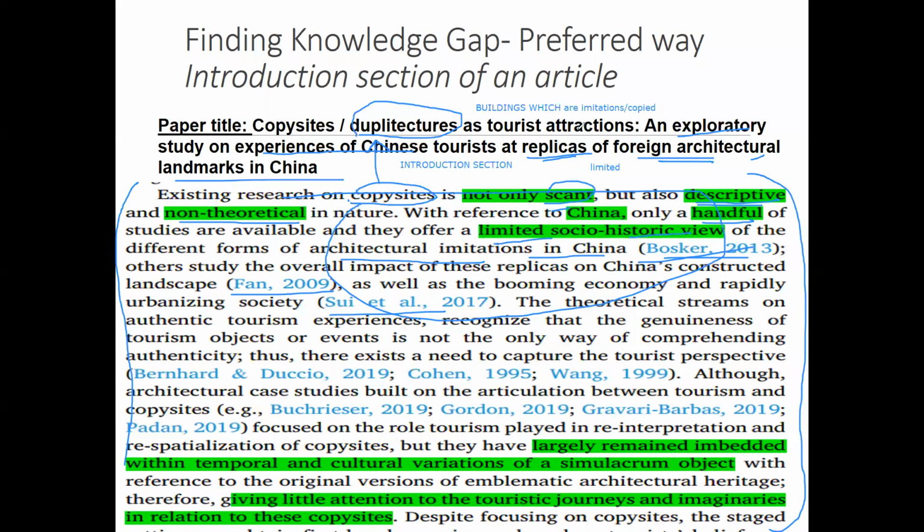Okay, let us begin from where we stopped. The theoretical streams on authentic tourism experiences recognize that the genuineness of the tourism objects or events is not the only way of comprehending authenticity. So there exists a need to capture the tourist perspective. They are trying to build a case for why it is important for you to study this topic. Let me try to simplify it.